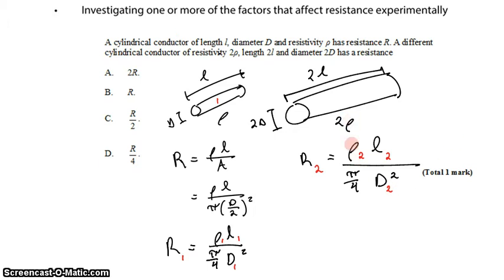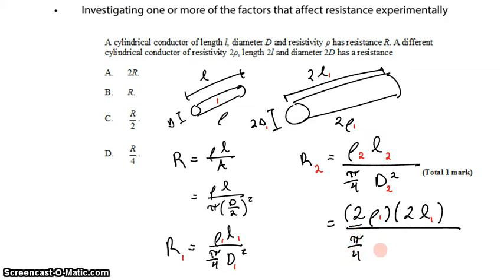But its resistivity is twice the resistivity of conductor 1, and the length is twice the length of conductor 1. And the diameter is twice the diameter of conductor 1. So this allows us to make a substitution. ρ2 is really 2ρ1. And length 2 is really 2 length 1. Pi on 4 stays the same, but d2 is twice d1.